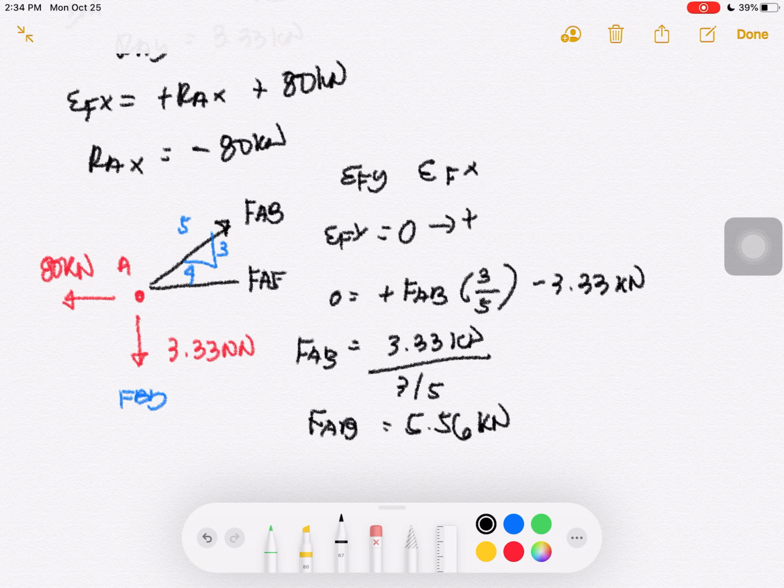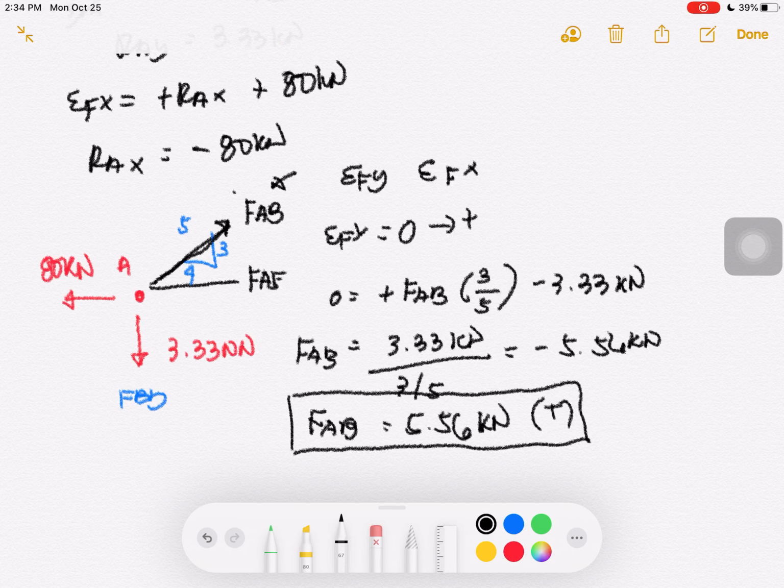It's supposed to be in what? Tension. Kasi naka-negative to. Pag nag-negative siya, i-reverse mo lang yung force. Instead of compression, magiging tension na tong FAB mo. Okay.